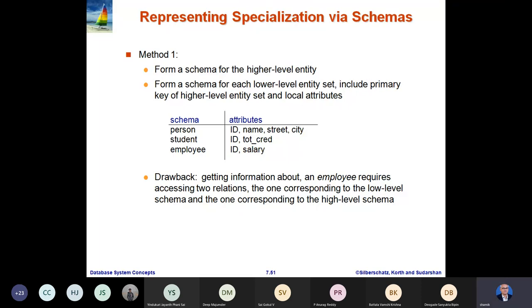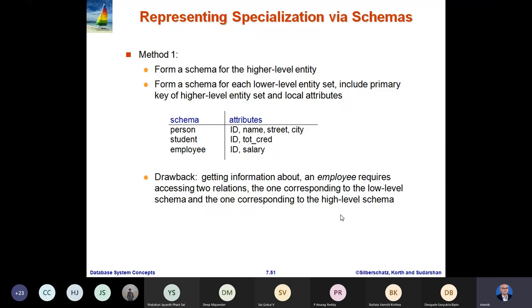Okay, so let us get back to this continuing topic of representing specialization in database schemas, or what would be the relation schema for each specialization. So there is one design choice where we form a schema for the higher level entity. When I say a schema, we are talking about a relation schema. And then also we form a schema for each lower level entity set.